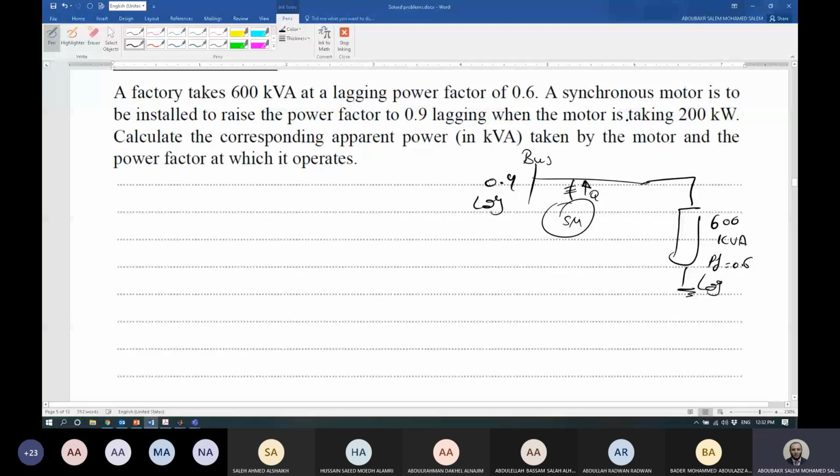And it's stated that the synchronous motor itself takes 200 kilowatts. So we have a mechanical load working at 200 kilowatts. Calculate the corresponding apparent power in kilovolt ampere taken by the motor and the power factor at which it operates. So we designed a proposed value for the overall power factor to be 0.9, and based on that we need to calculate how much apparent power the synchronous motor will need and what its power factor should be adjusted to in order to bring the overall power factor to 0.9. Is it clear, guys?